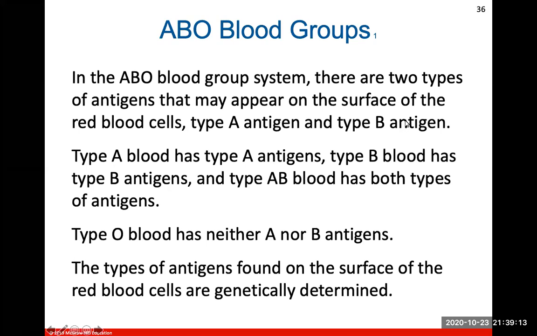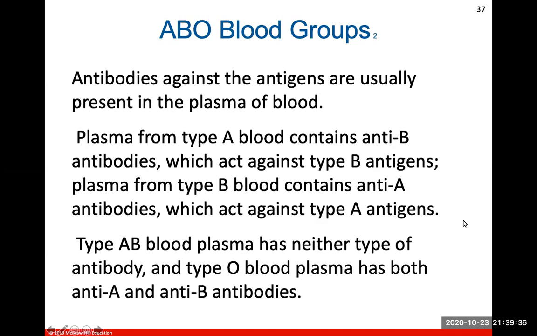It's as simple as that. If you're type AB blood, you have both types of antigens. You have both A and B. If you're type O blood, you don't have either. So type O blood has neither A nor B antigens. And the types of antigens found on the surface of your red blood cells will be genetically determined. So this is passed down through your parents, what blood type you will have.